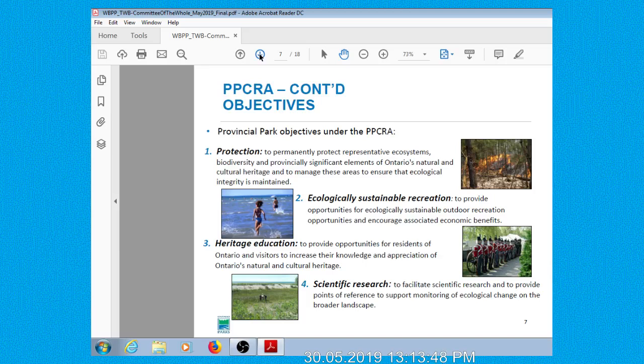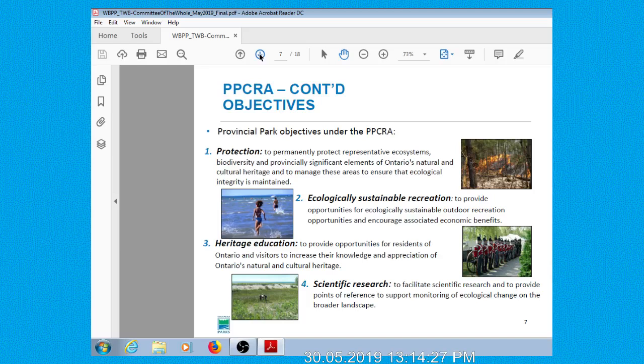So the first one is to permanently protect representative ecosystems, biodiversity, provincially significant elements, and to maintain these areas so that ecological integrity is maintained. The second, ecologically sustainable recreation. See people enjoying your lovely beach and the water. You're providing opportunities for ecologically sustainable outdoor recreation and encouraging associated economic benefits. So if you link back to our entrepreneurial business model, that's where this comes into play. It's really important for us to get people through the gates. It's one of our objectives in a couple of different ways, and it's spelled out in our legislation.